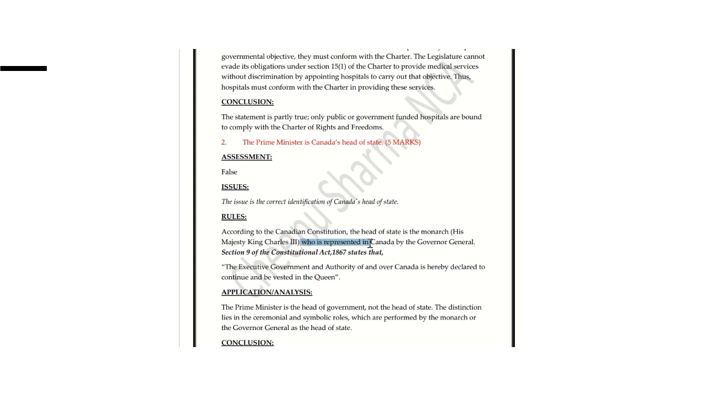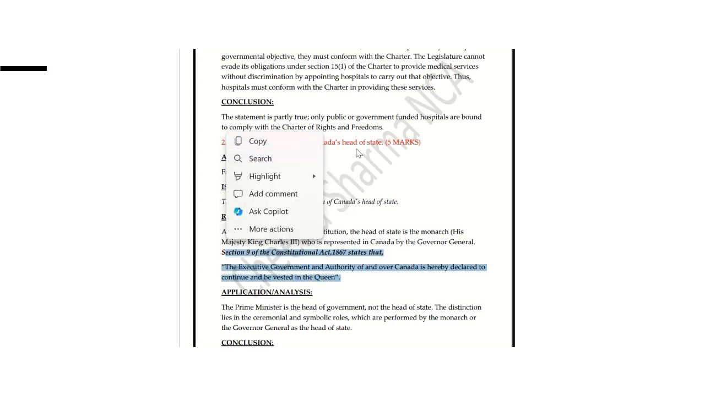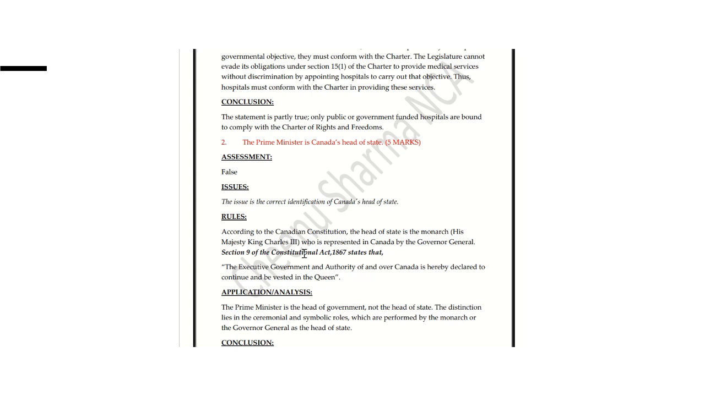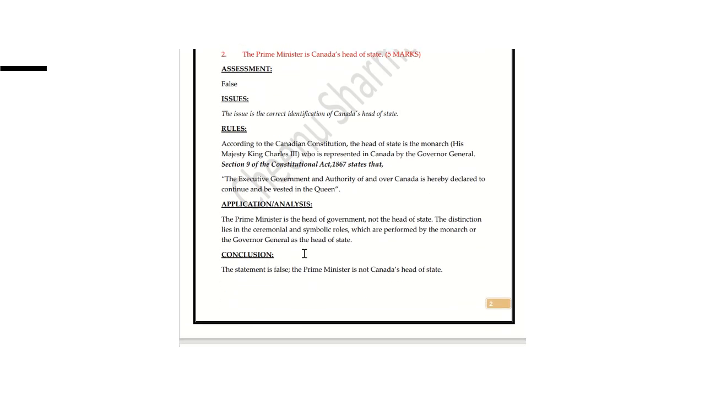who is represented in Canada by the Governor General. Section 9 of the Constitution Act 1867 states that the executive government and authority of and over Canada is hereby declared to continue and be vested in the Queen. So from this section, we are getting the answer for this statement. So the Prime Minister is head of government, not head of state.